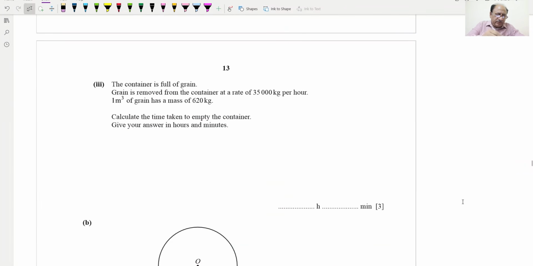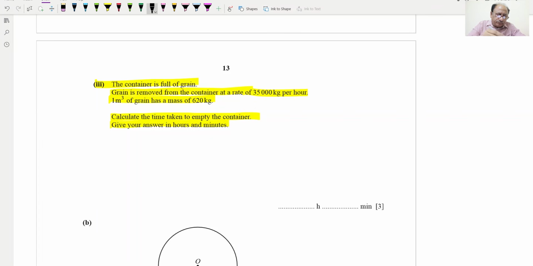And then part 3, they are saying the container is full, and grain is removed from the container at a rate of this many kilograms per hour. 1 meter cubed of grain has a mass of 620 kilograms. Calculate the time taken to empty the container, give your answer in hours and minutes.